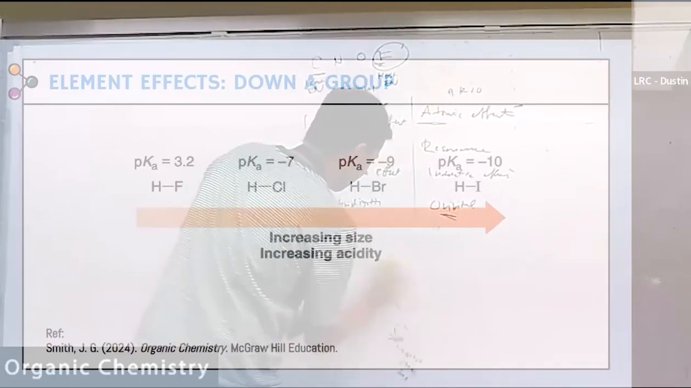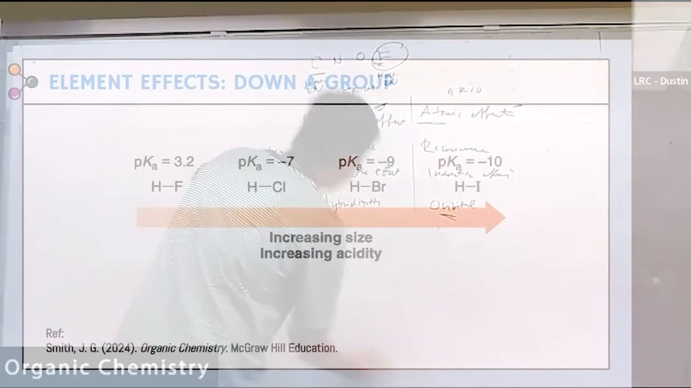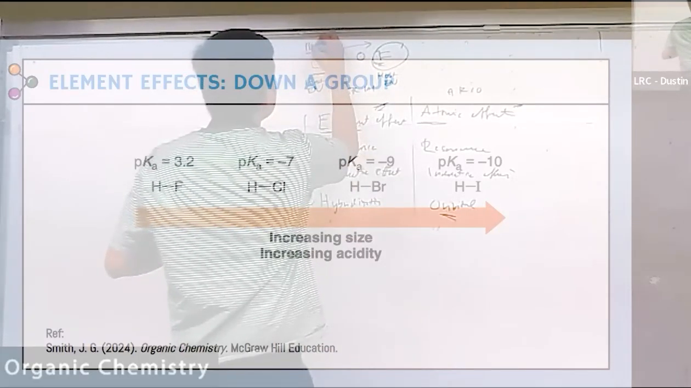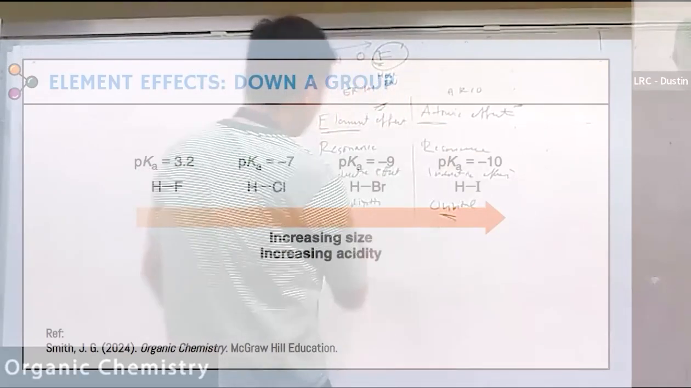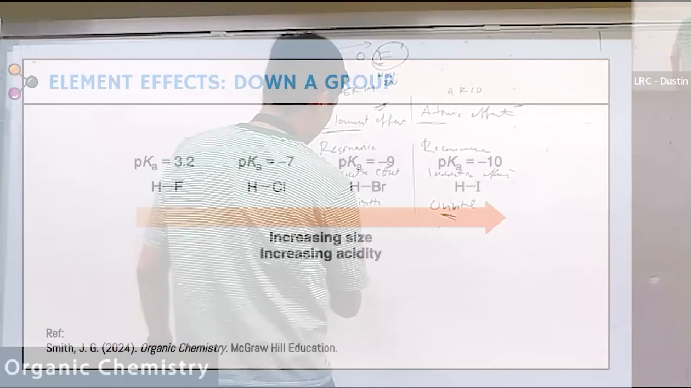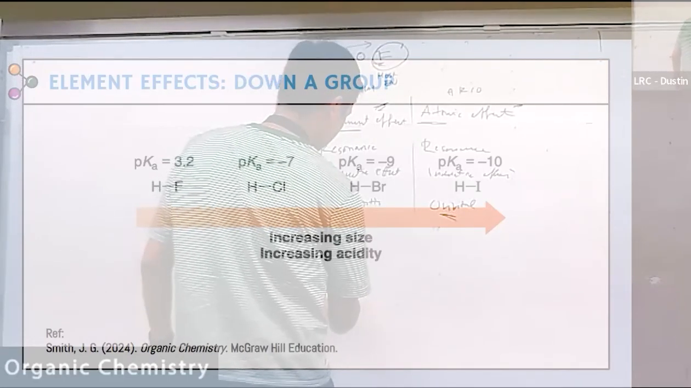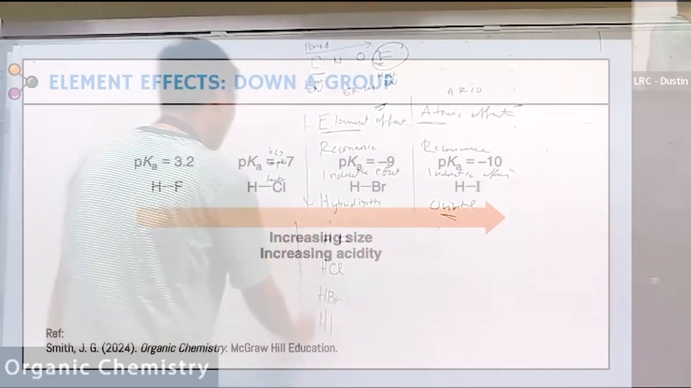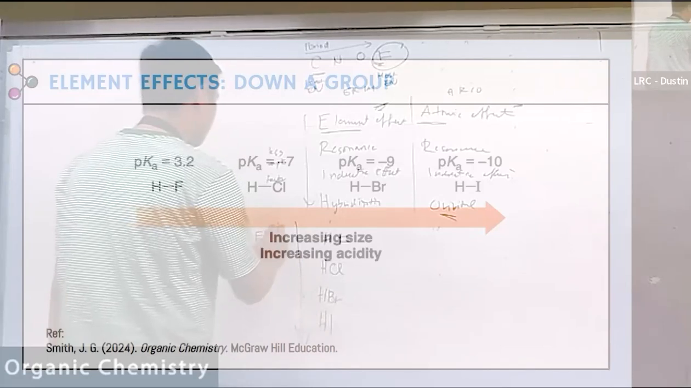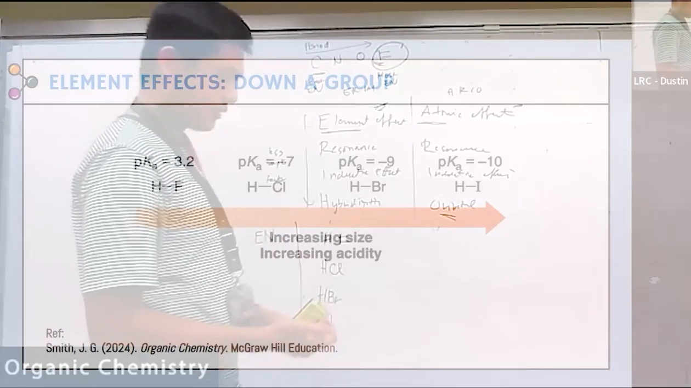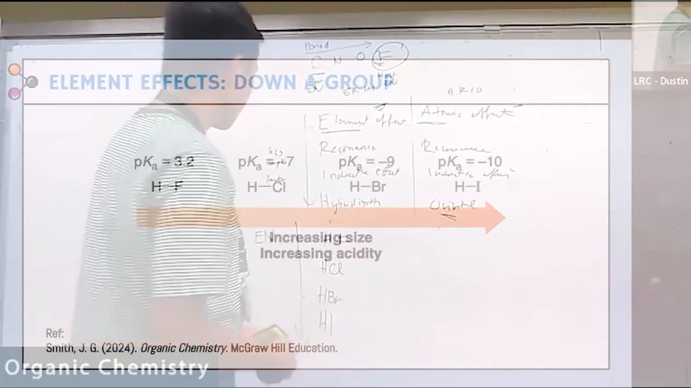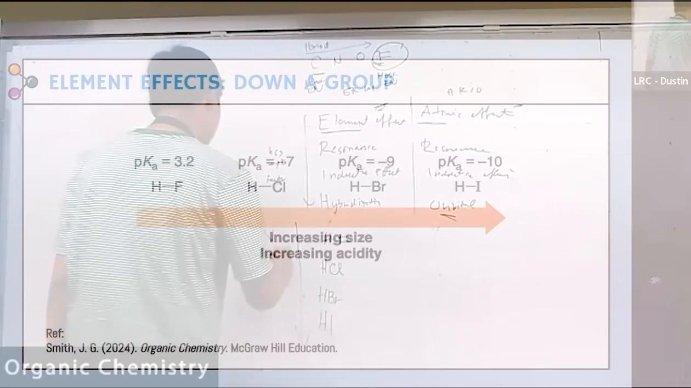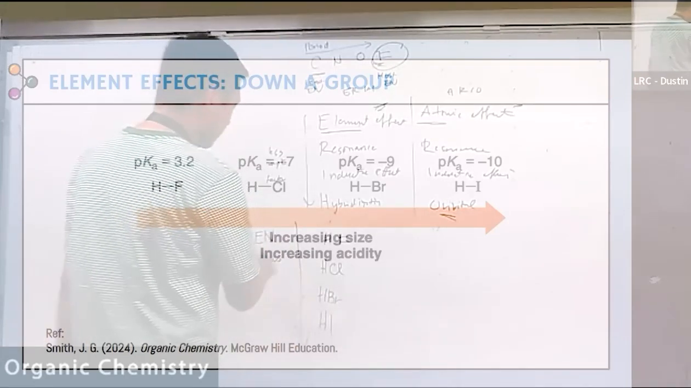Okay, here we go. So I mentioned earlier, this is across a period. Paano pag pababa tayo ng group? So HF, HCl, HBr, and HI. So what do we learn from organic chemistry? As you go down a group, what happens to electronegativity? As you go down the group, the electronegativity decreases.